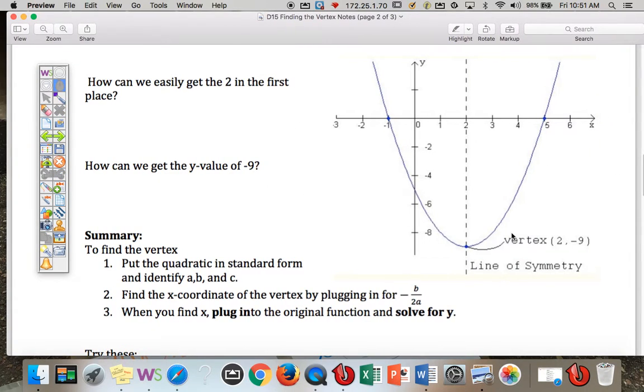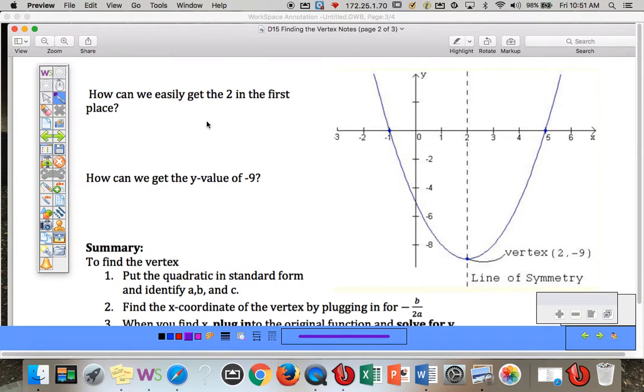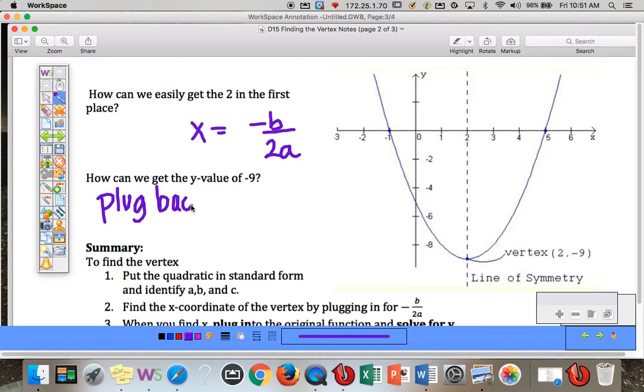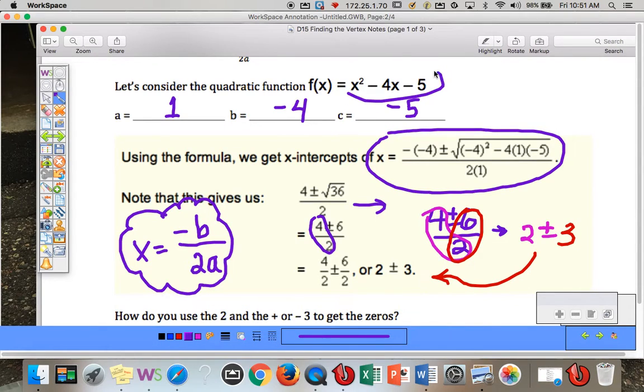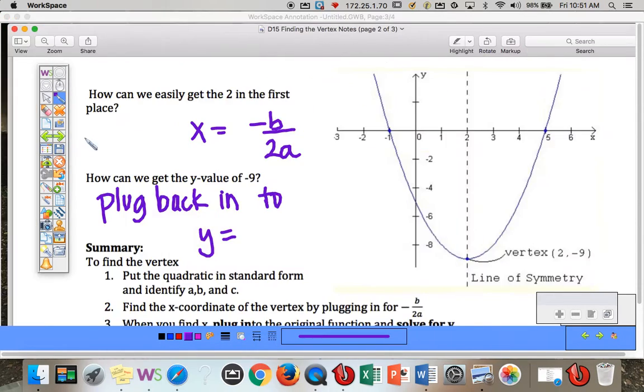How can we get the y value of negative 9? All right, so again, we get that 2 by taking opposite b over 2a. If we get the x value, we can plug back in to the original formula. And the original formula was this, x squared minus 4x minus 5. Okay, so this will be your goal today. Can you solve for x? When you find x, can you plug back in and solve for y?